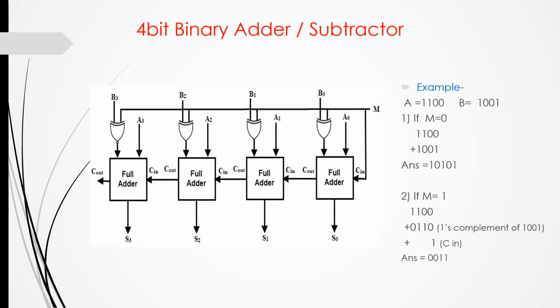Now we will see one example. If A is equal to 1100 and B is equal to 1001, and if M is equal to 0, then addition of two numbers A and B takes place. So answer will be 10101. If M is equal to 1, then subtraction by 2's complement method takes place and you will get answer 0011.